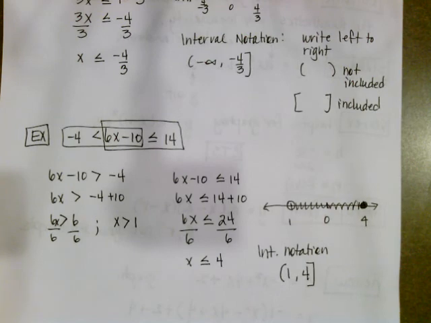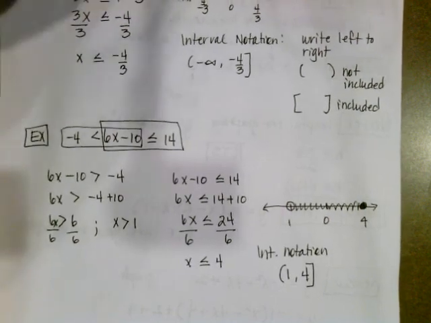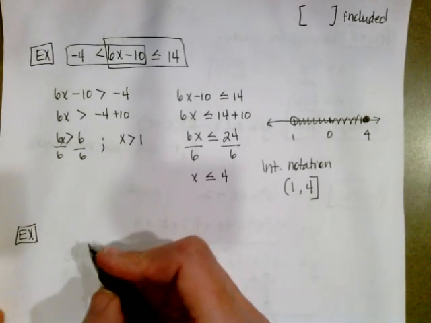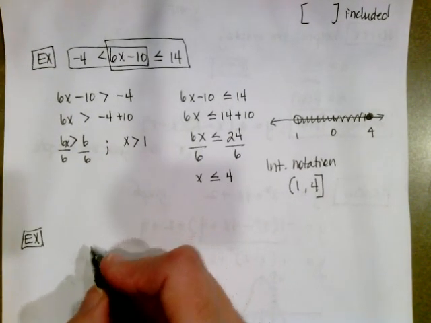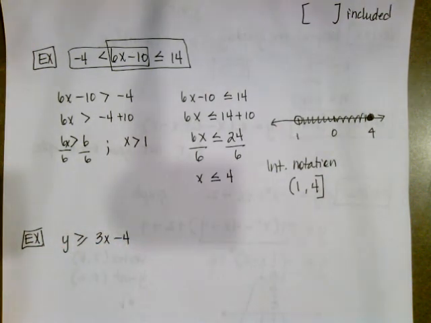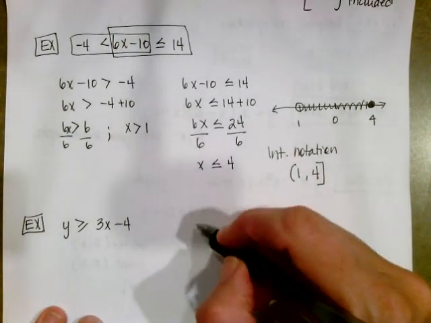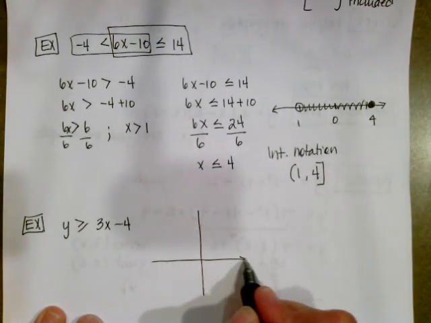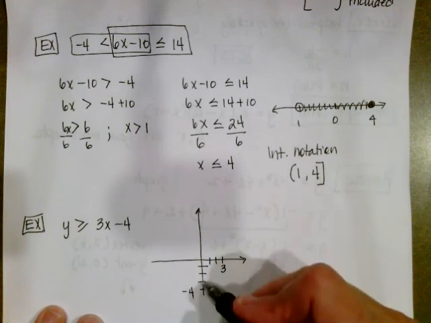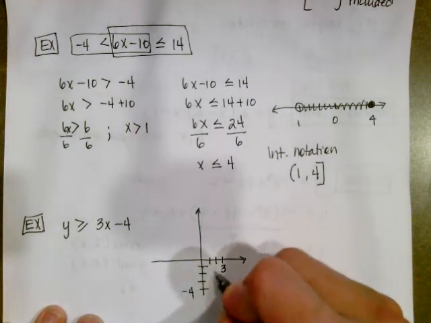All right, so those were the first couple of types of inequalities that we did. Then we moved to another type of inequality, and we talked about lines. So let's say I had y is greater than or equal to 3x minus 4. That's the equation of a line. So if I graph that line, I know that its y-intercept is a negative 4, so there's 1, 2, 3, 4. There's my negative 4. And I'm going to put a couple of numbers on the x-axis. My slope is up 3 and over 1.